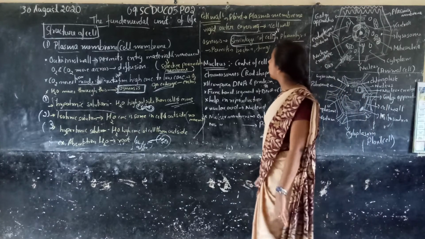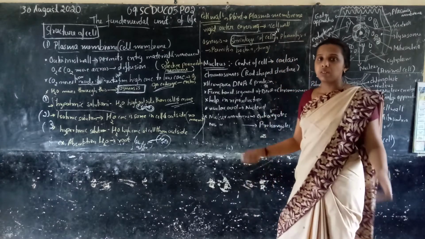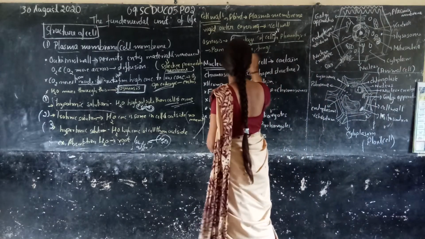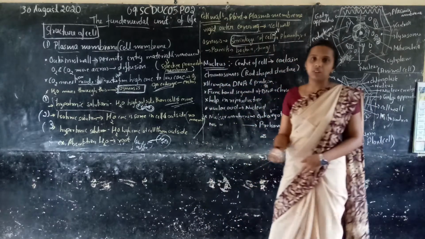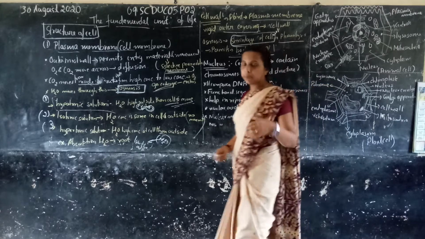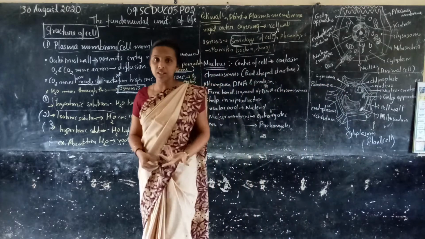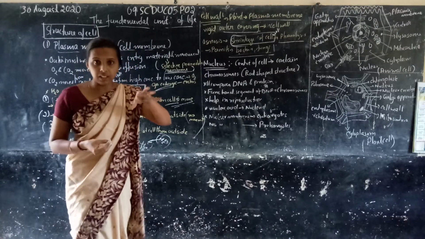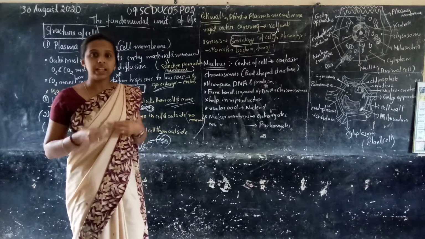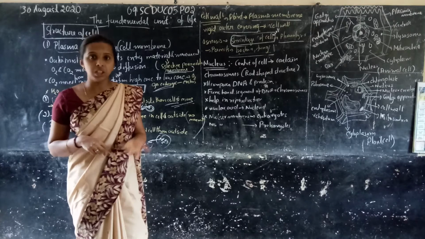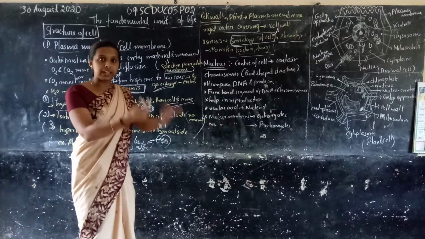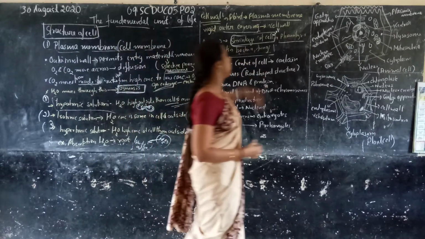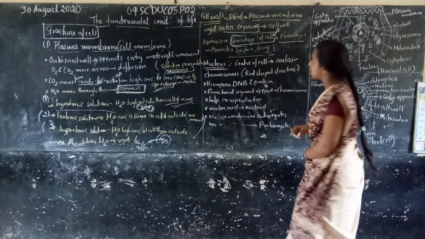What is the function of the cell wall? Functions: it permits bacteria or fungi to enter the cell. If any bacteria or fungus wants to enter a plant cell, then the cell wall gives permission for them to enter or exit. So it permits bacteria and fungi to enter. So this is the cell wall.